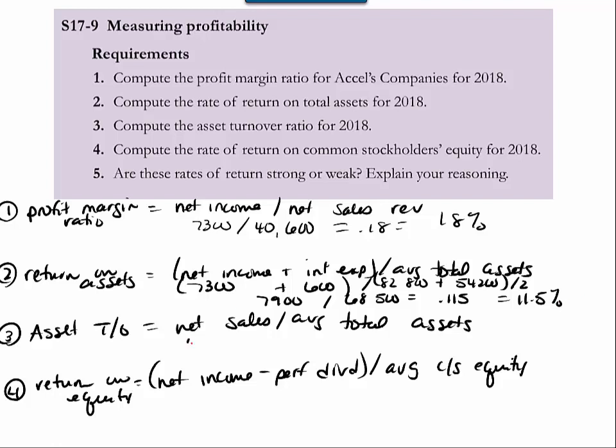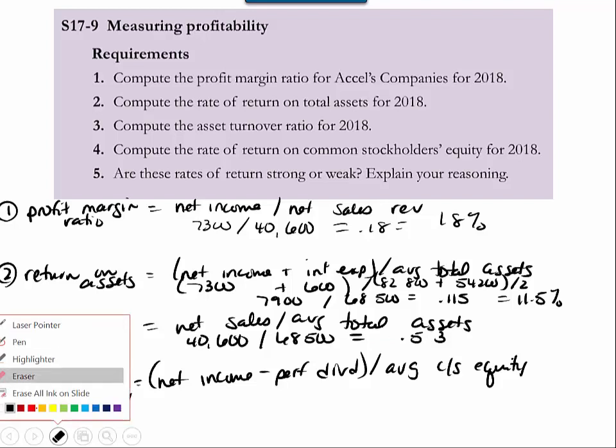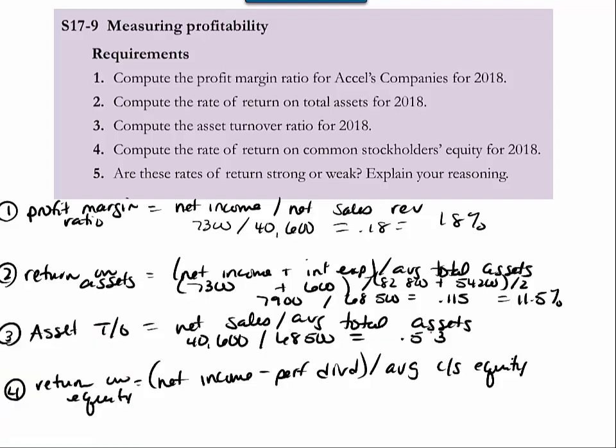Net sales we said was 40,600, and we just figured out average total assets here. That's 68.5, so we don't need to figure that out again. And that gives us 0.593. This one doesn't have the handy eraser on it, so it's a little bit 593 times. And then for the last one, the net income minus preferred.